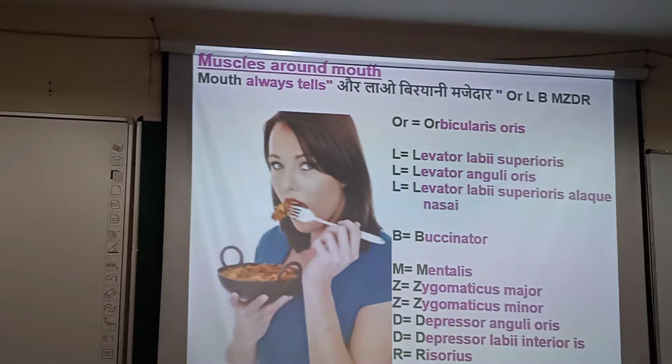Around the mouth, or now biryani majedar. Or, that is orbicularis oris. There are three muscles from the mouth: levator labii superioris, levator anguli oris, and the longest named muscle in our body, that is levator labii superioris alaeque nasi.